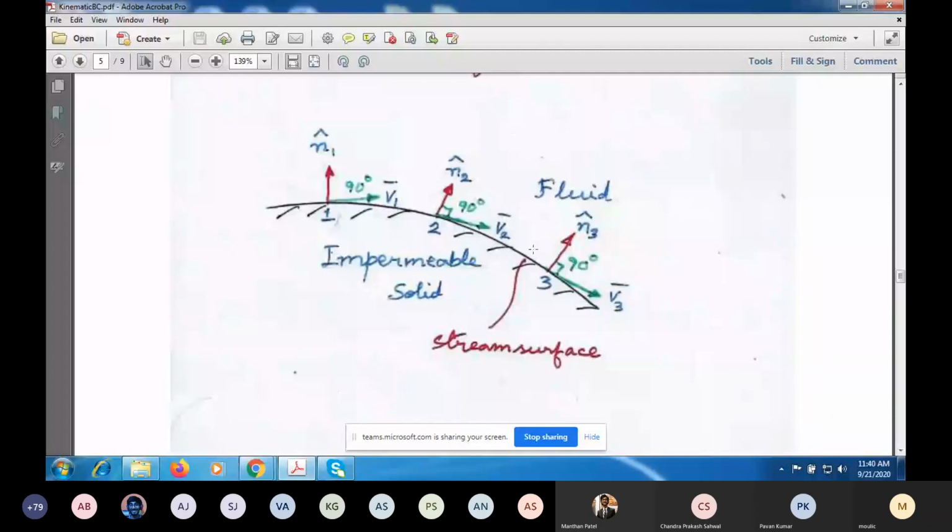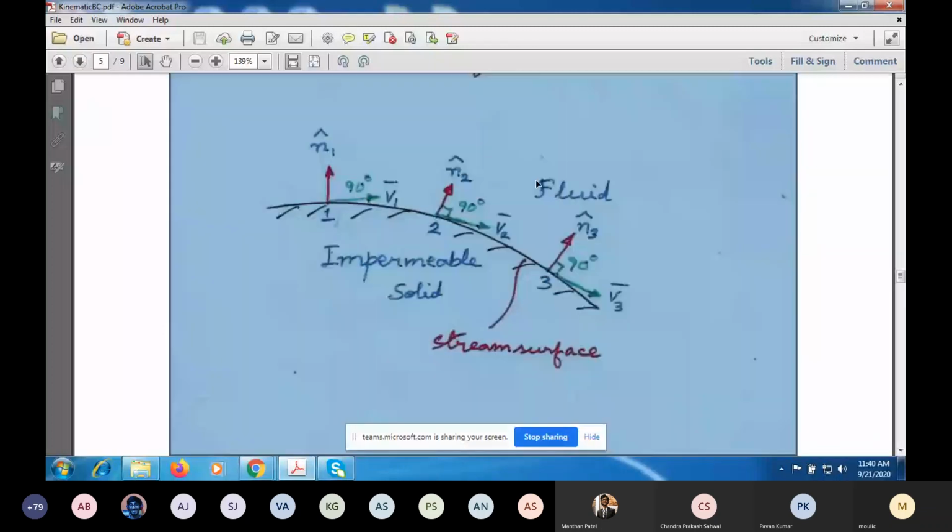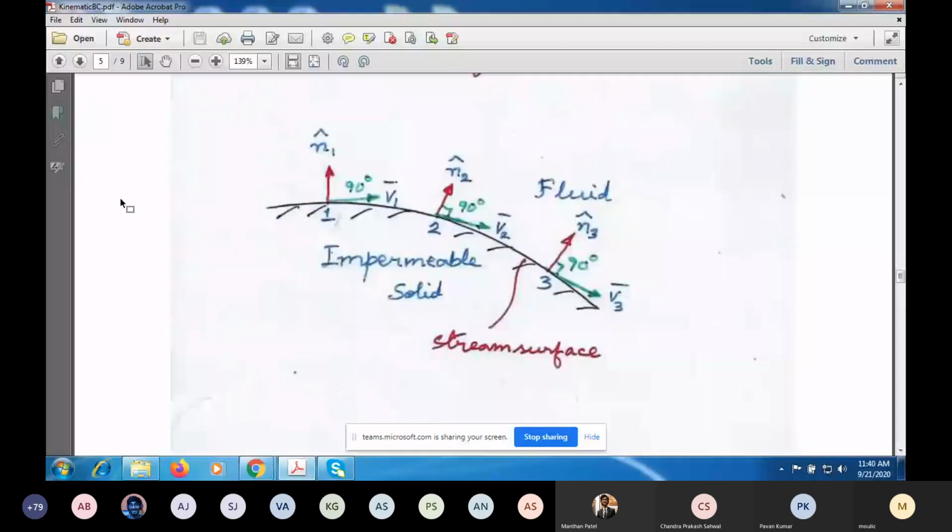Now, suppose I say the fluid is an inviscid fluid. Then it will slip along the wall. And at each of these points 1, 2, and 3, I have indicated the direction of the velocity vector. Of course, I have assumed here that the fluid is flowing from left to right. So the arrowhead indicates the direction of the flow. So this velocity vector is tangent to the surface at 1. V2 is a vector which is tangent to the surface at 2. The bar here means a vector quantity, which is not a unit vector.